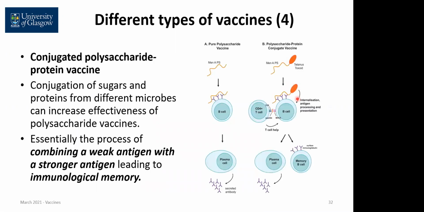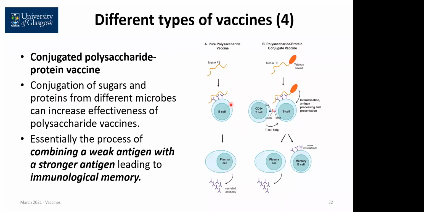And then the final type of what we would call a classical vaccine is the conjugated polysaccharide protein vaccine. This is ultimately conjugation of sugars, polysaccharides, and proteins from different microbes to ultimately increase the effectiveness of a polysaccharide vaccine. The simple reason for this is that sugars don't drive the same immune response as proteins do. So the immune system will recognize sugars from a given microbe, but it won't recognize the sugars as effectively as it would recognize a protein.